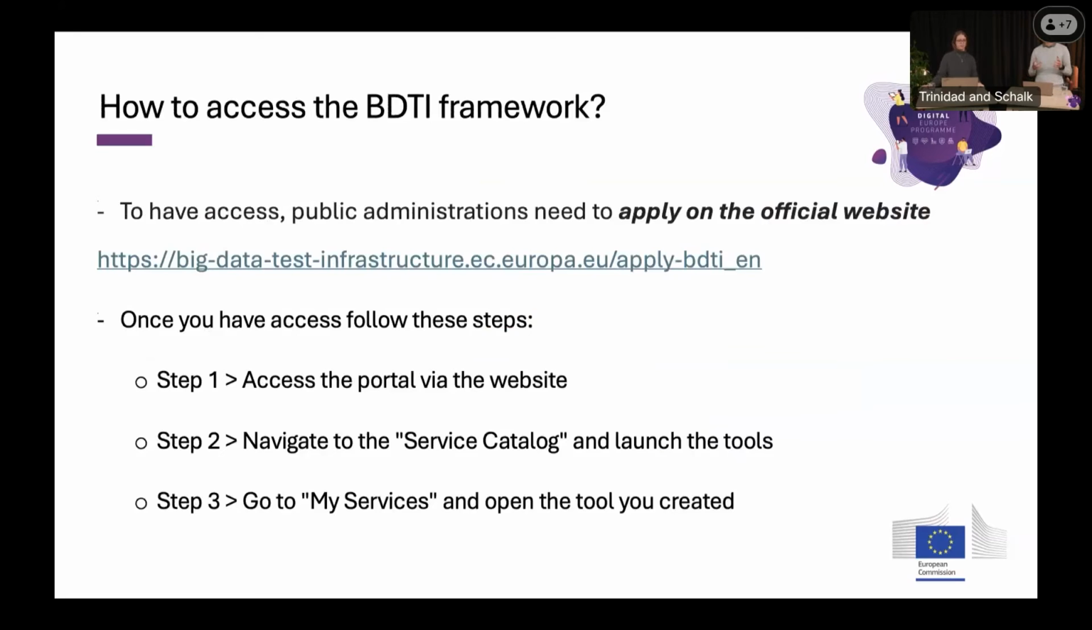All right, so since the first learning outcome is accessing the BDTI framework, how do you do that, Trinidad? Well, to have access, public administration, you need to apply on the official website. So please go, there's a link here. You go to Big Data Test Infrastructure and you can apply to get access. Once you have access, we follow 3 main steps. So first, we access the portal via the website. Then we navigate the service catalog and we launch the tools. And then step number 3, we go to My Services and open the tools that we have created. Let me quickly show you live how to do this.